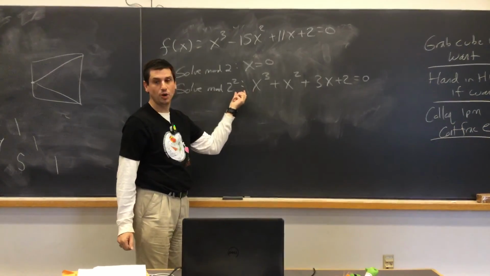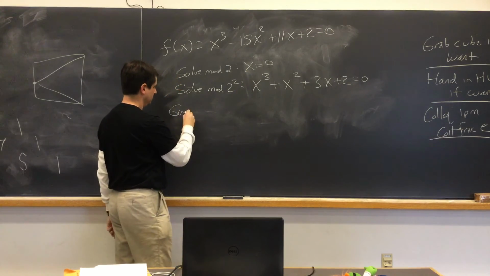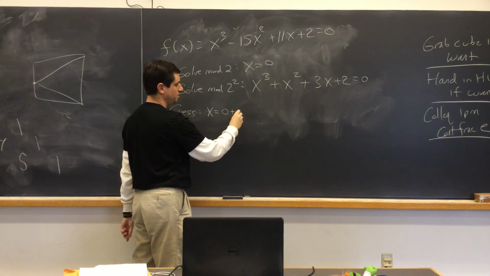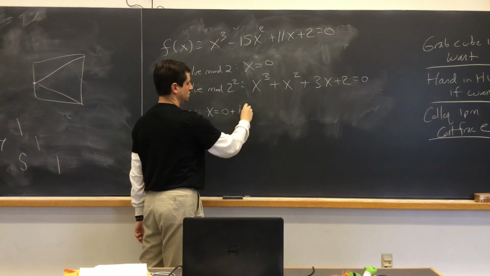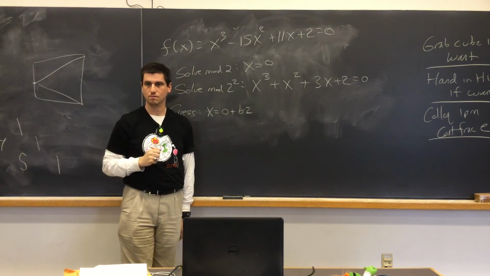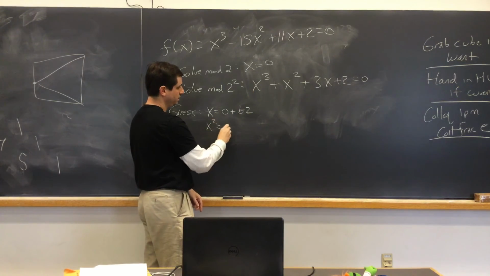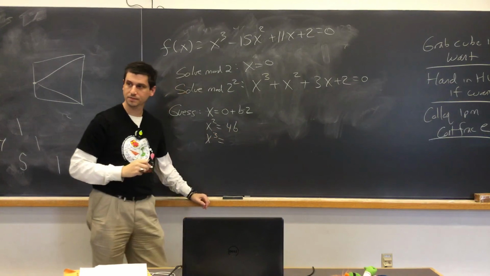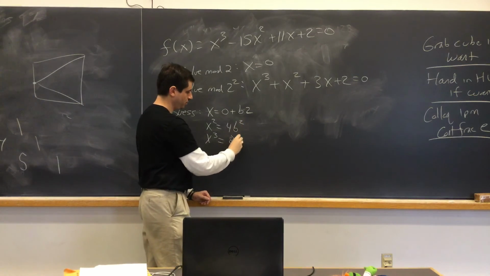So when we look at it mod 2, we know the solution is 0. So now let's guess x is equal to 0 plus some multiple, I guess I'll call it b, of 2. Okay? And now when we plug in here, what would x squared be? That would be 4b. And what would x cubed be? It would just be 8b. I'm sorry, 4b squared, 8b cubed.